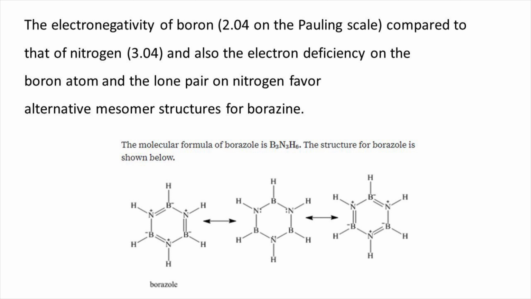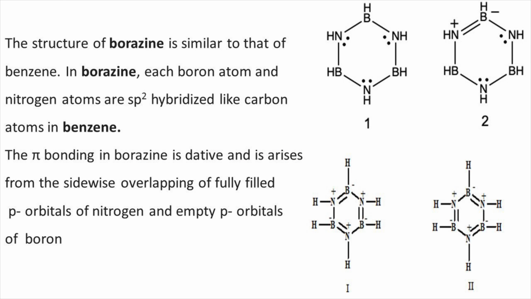There is an electron deficiency on the boron atom, and the lone pair on nitrogen favors alternative mesomeric structures for borazine. These are the mesomeric structures for borazine. The structure of borazine is similar to that of benzene. In borazine, each boron and nitrogen atom is sp2 hybridized like the carbon atoms in benzene. But the difference is that the pi bonding in borazine is dative and arises from the sidewise overlapping of fully filled p orbitals of nitrogen and empty p orbitals of boron.